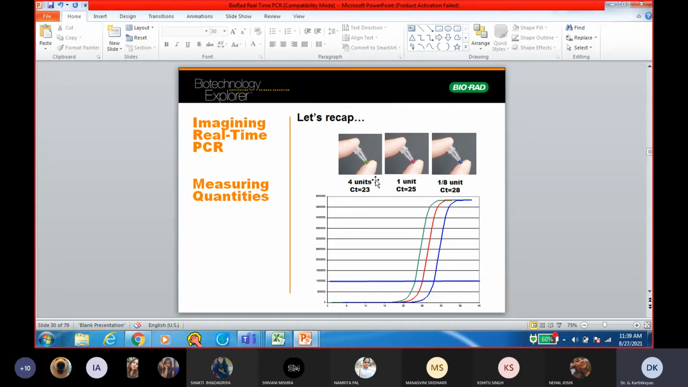we have 3 different reactions. So this is the normal one. The red is the normal one, normal PCR. In one, you have 4 times excess template DNA, and in another one, you have 1/8 of the template DNA. And when you do a real-time PCR reaction, this is the graph that you obtain. Okay. So the biggest question right now is, what is this? How are we detecting this? Right? That is what we are going to do now. Okay.